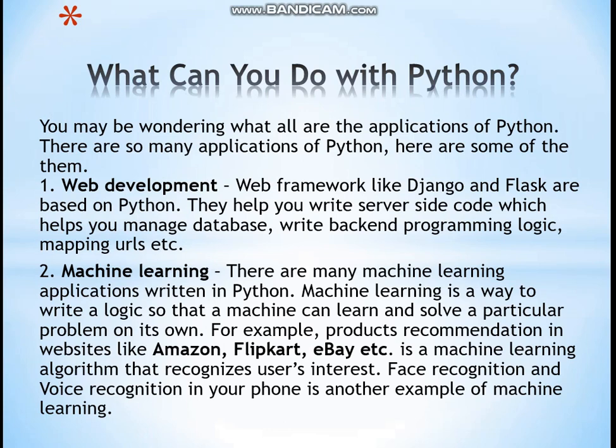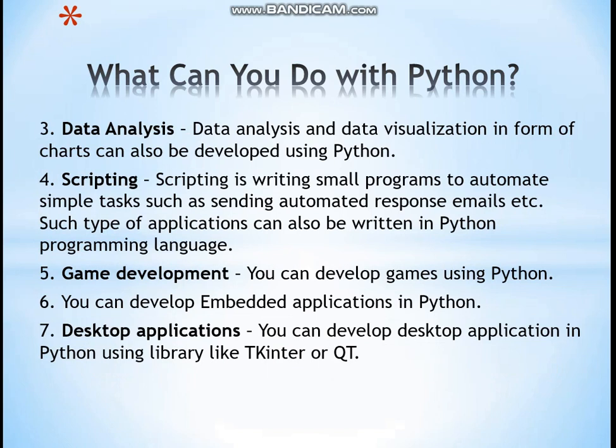You are already using websites like Amazon, Flipkart, eBay. When we search for particular products, like a band, watch, mobile, accessories, or headphones, then the next time we open the website we get similar product notifications for what we previously searched. Face recognition and voice recognition in your phone are other examples of machine learning. Data analysis and data visualization in the form of charts can also be developed using Python. Scripting is writing small programs to automate simple tasks such as sending automated response emails. Such applications can also be written in Python.